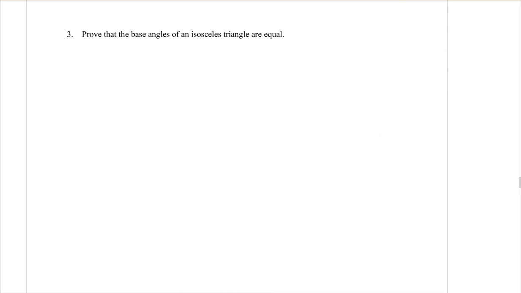Yes? Okay, cool. Question 3, prove that the base angles of an isosceles triangle are equal. And my head says to me right now, can I just use a congruence proof? Because that would be so much easier. But we're practicing vectors, so let's deal with vectors instead.